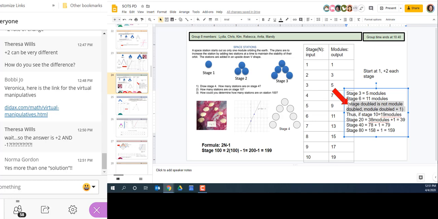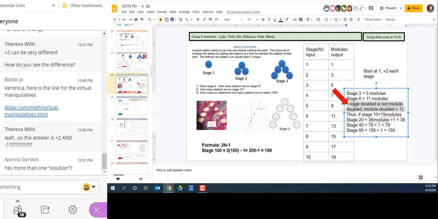So at first I was thinking, hi, I'm Chris, I teach high school, but I was trying to think from the elementary school level, how they would do it not using formulas, and that idea that if the input is doubled, shouldn't we just be able to double the output? But seeing that didn't work, and then seeing how the formula, the pattern needed to be manipulated. So for example, doubling stage 3 to get to stage 6, if I simply double the modules, that would get me to 10, but the true number of modules looking at the table was 11.